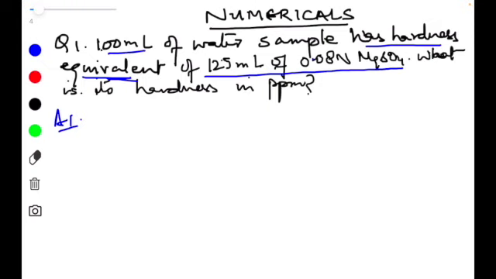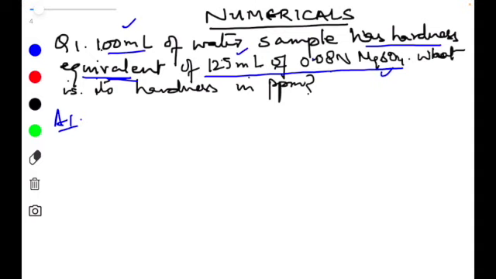What does that mean? That means that if I have a solution of MgSO4 whose concentration is 0.08 normal, and if I take only 12.5 ml of this concentration of MgSO4, the hardness of that solution will be equal to the hardness of my water sample, which is having a volume of 100 ml. Okay, so in these cases what we apply, it's very simple. We apply the normality equation.